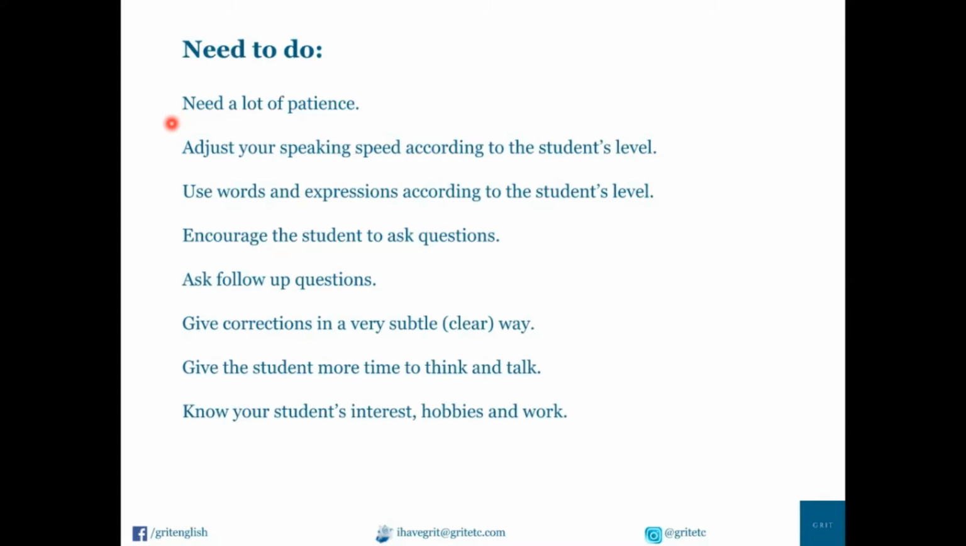And then next, adjust your speaking speed according to the student's level. Especially for beginners, you really have to speak as slow as possible. You have to say word per word, okay? Because their listening skill is still very, very weak. Next is use words and expressions according to the student's level. Especially beginners, again, no matter how simple the word is, they still don't get it.